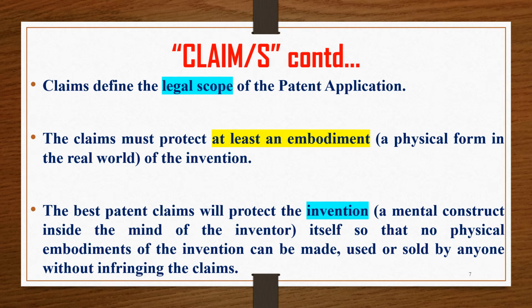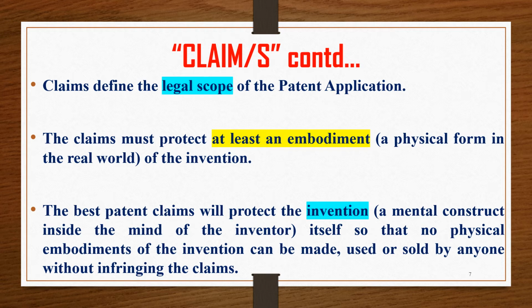Just remember this. The next point is the claims must protect at least an embodiment. So what is an embodiment? This is a physical form in the real world. So we can read it like this: the claims must protect at least an embodiment of the invention.